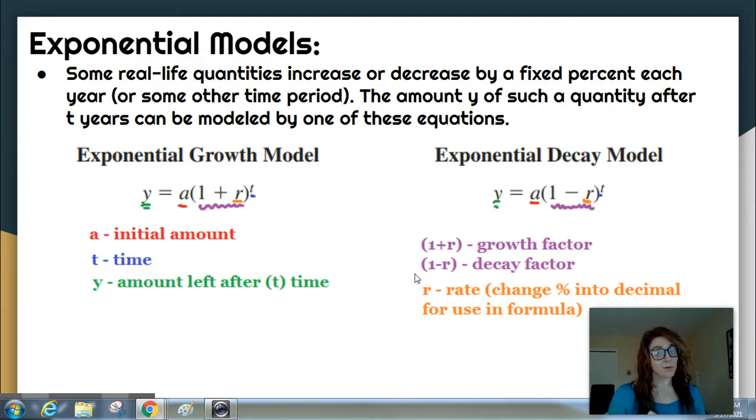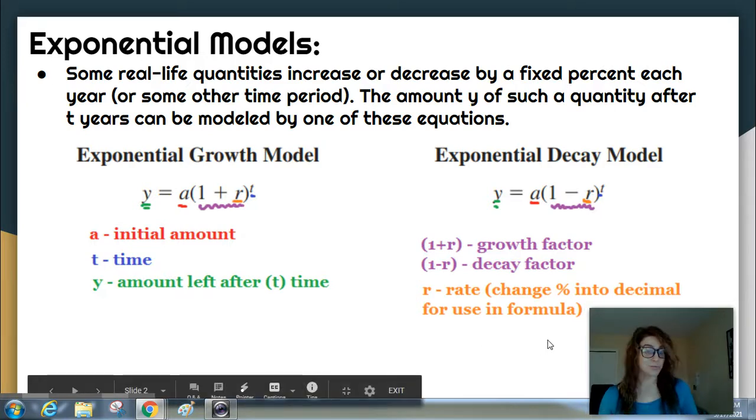The 1 plus R and 1 minus R, those are the factors. And I kind of remember it because it's in parentheses. Remember when we factor things, we put them in their groupings, in their parentheses. So 1 plus R is your growth factor. 1 minus R is the decay factor. And the R is the rate. So whether it's a growth rate or a decay rate, just depends on the problem. But R by itself is the rate. 1 plus or 1 minus it is the factor.